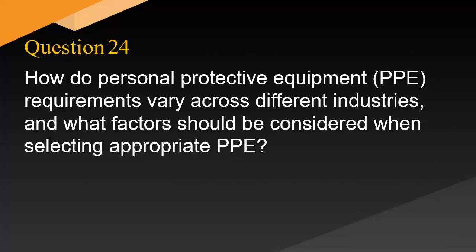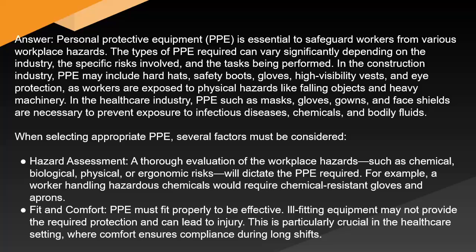How do personal protective equipment (PPE) requirements vary across different industries, and what factors should be considered when selecting appropriate PPE? Answer: Personal protective equipment (PPE) is essential to safeguard workers from various workplace hazards. The types of PPE required can vary significantly depending on the industry, the specific risks involved, and the tasks being performed. In the construction industry, PPE may include hard hats, safety boots, gloves, high-visibility vests, and eye protection, as workers are exposed to physical hazards like falling objects and heavy machinery.